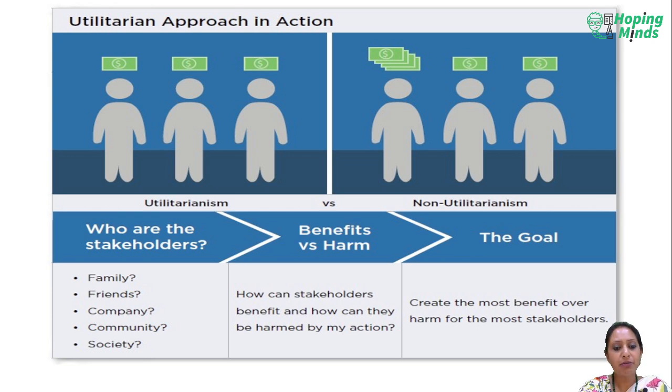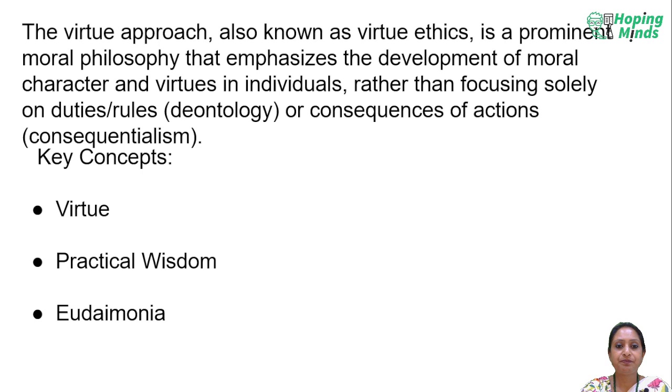The stakeholders are family, friends, company, the community, the society. What are the benefits and what are the harms? How can stakeholders benefit and how can they be harmed by my action? Think about it. And what is the goal? Create the most benefit over harm for the most stakeholders. So we are talking about a larger benefit than any harm or minimal harm. So that is the utilitarian approach in action.